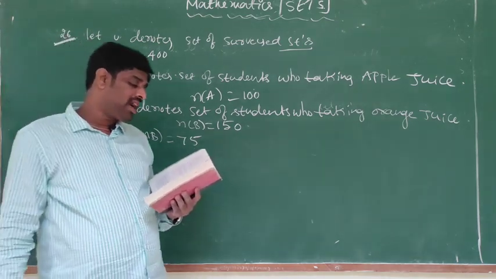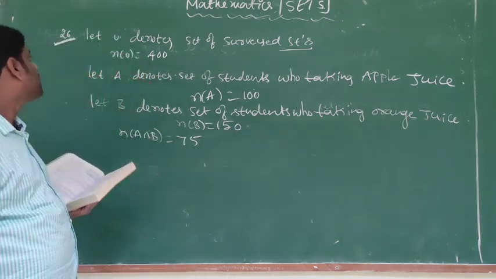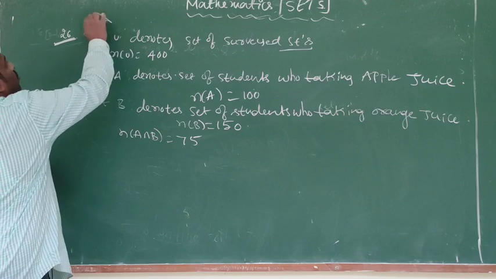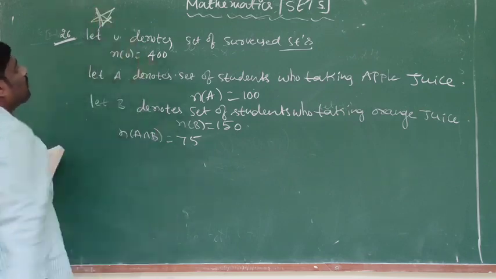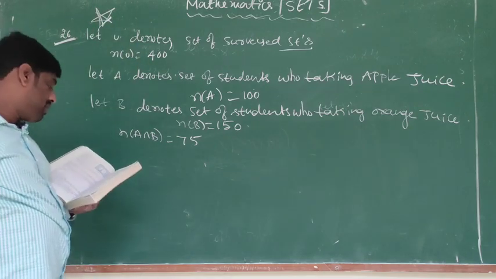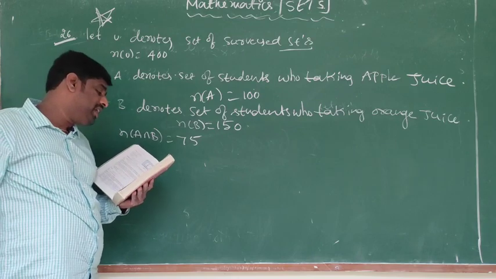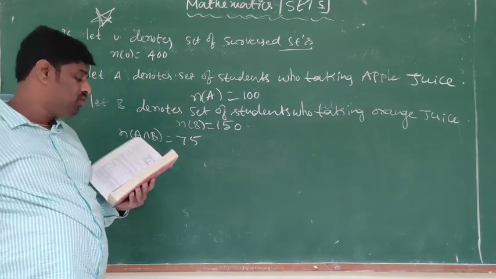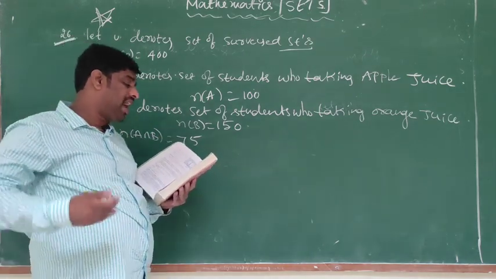Now I want to find, this problem is very important for 3 marks, so I will put a superstar. Find how many students were taking neither apple juice nor orange juice.